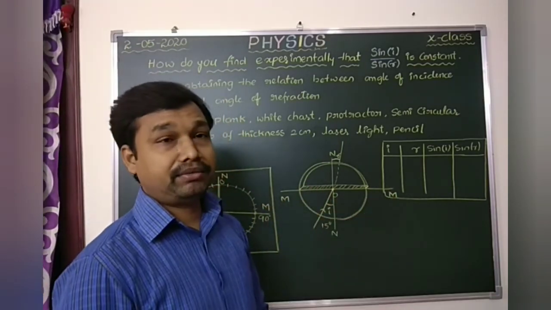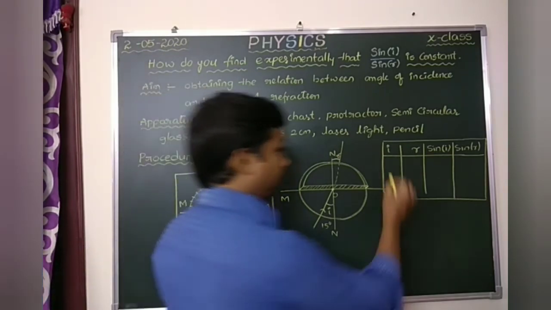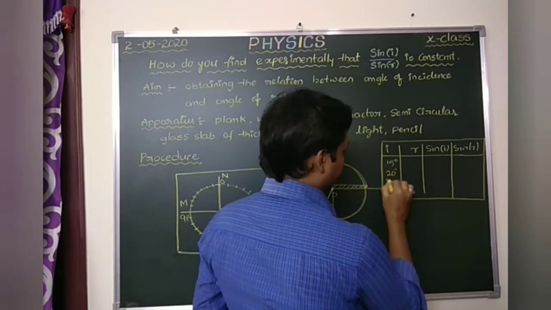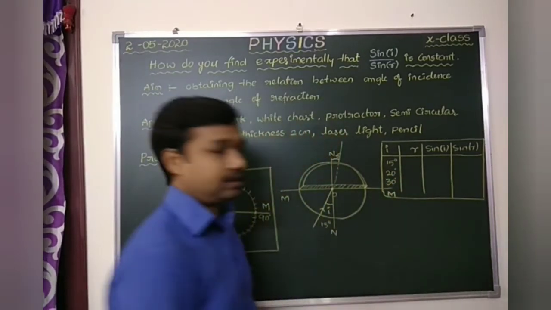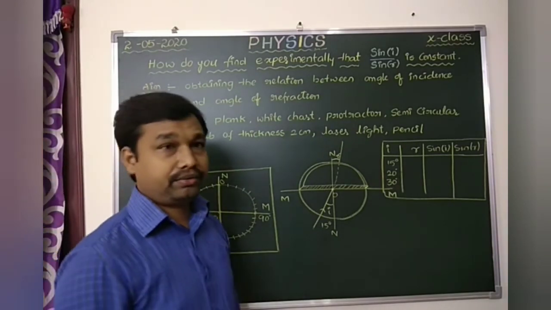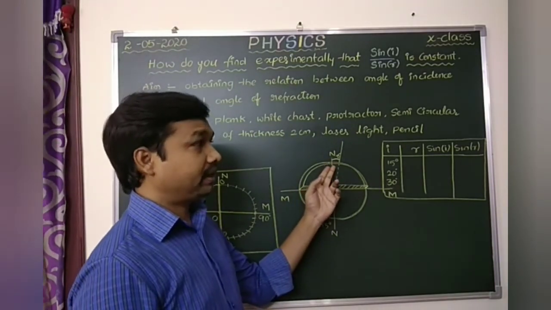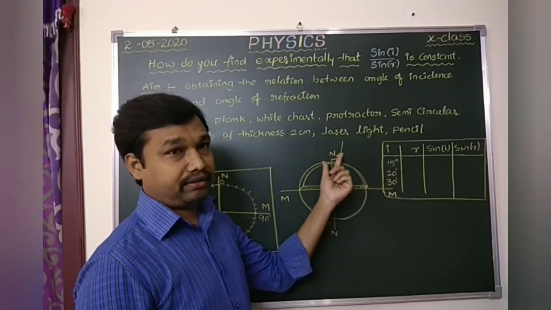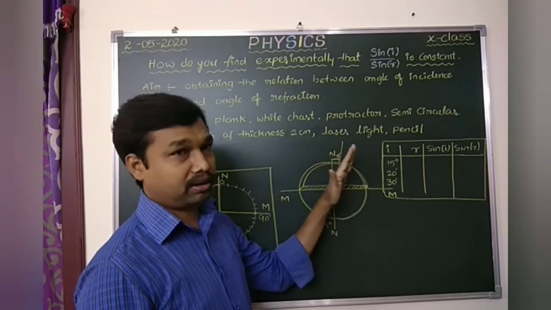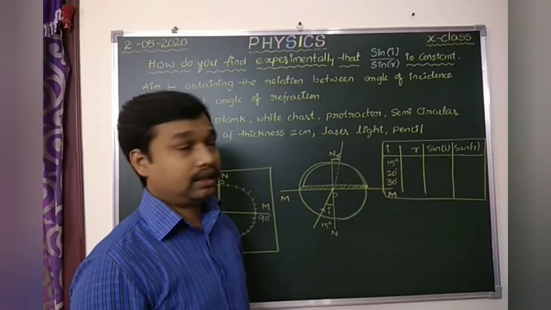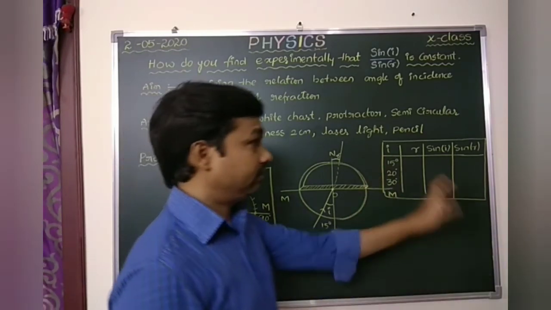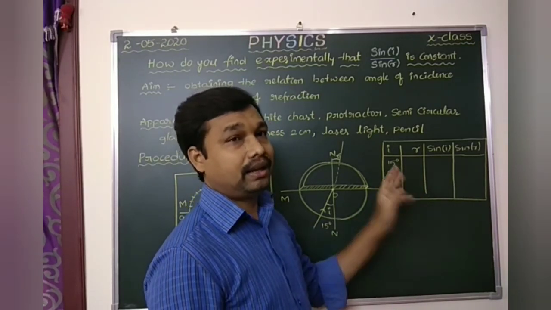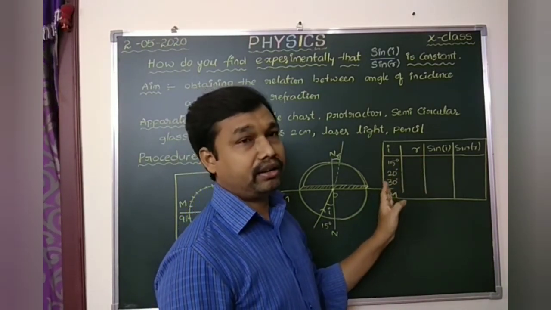Repeat this experiment for different angles of incidence. We took 15 degrees in this; check with 20 degrees, 30 degrees, and like that repeat the experiment for different angles of incidence. By using the protractor we can find the angle of refraction with the normal and note it in the table. After noting, if you observe the values, the angle of incidence is more and the angle of refraction values will be less for the corresponding angle of incidence.